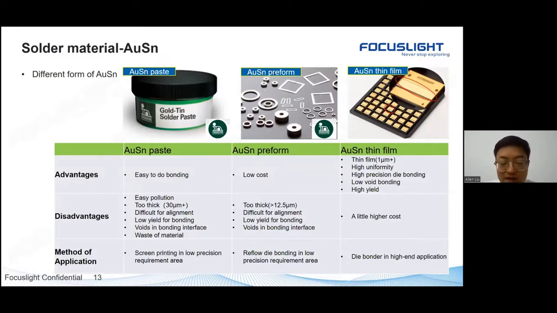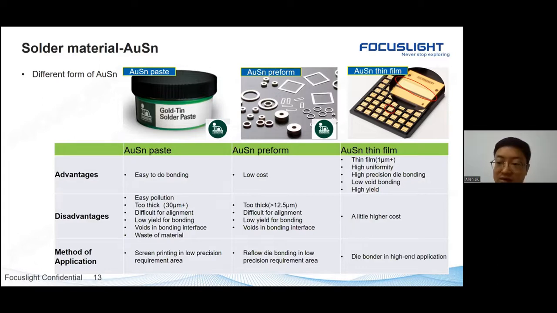The durability is very good, but gold-tin has different forms. You can see gold-tin paste, gold-tin preform, and gold-tin thin film. I want to go through the forms one by one. Just as a conclusion, if you want to use gold-tin as a solder to do laser chip bonding or other kinds of chip bonding, you need to use gold-tin thin film.